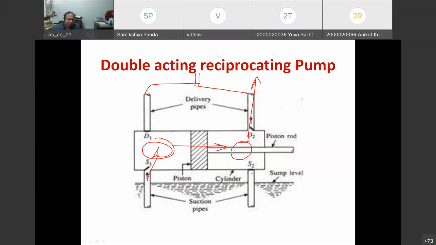And when it goes to this side, here there will be suction and here there will be delivery. So in this way, double acting means in both strokes we can get water, and we have two delivery pipes for the strokes, which join together. So you get a more uniform discharge in comparison to the single acting reciprocating pump.